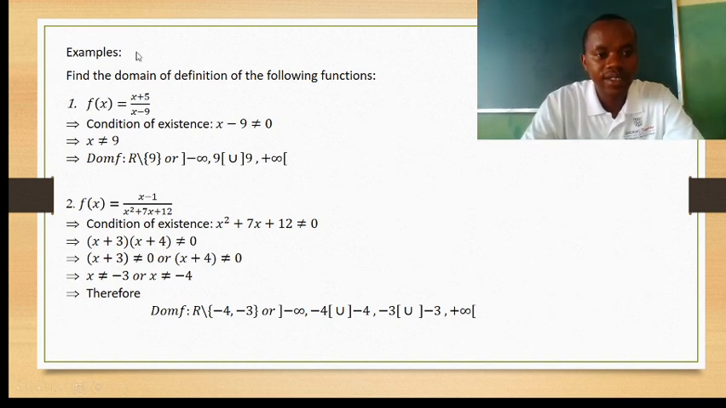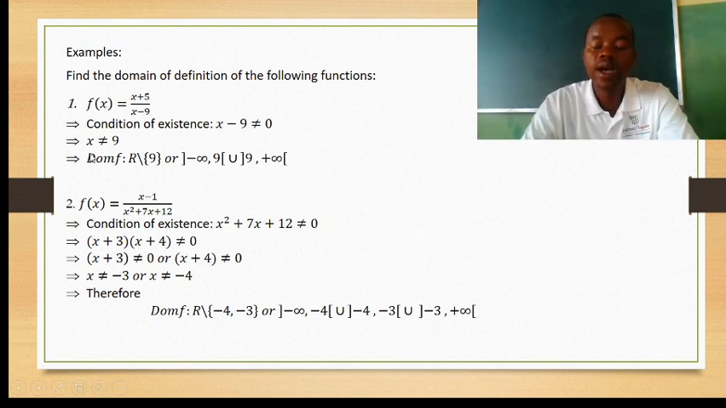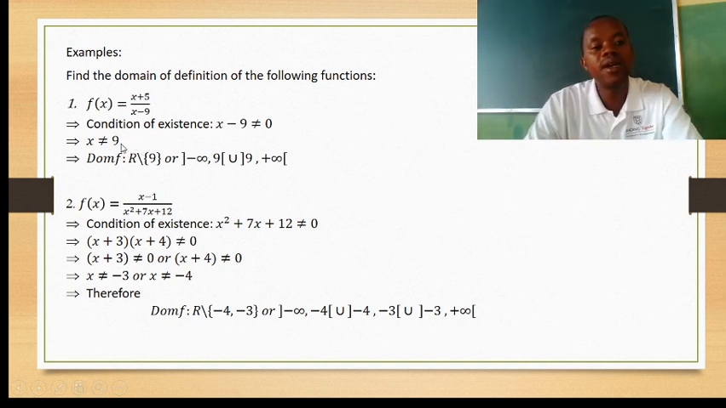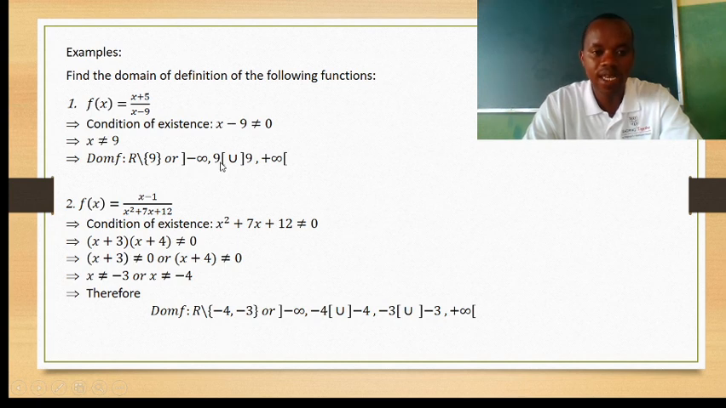or x minus 9 must be different from 0. That is why x must be different from 9. In this case, the domain of definition will be all real numbers except this number 9. The domain of definition will be R minus a small set containing the element 9. In interval form, it means from minus infinity excluded up to 9 excluded, union from 9 excluded up to positive infinity.